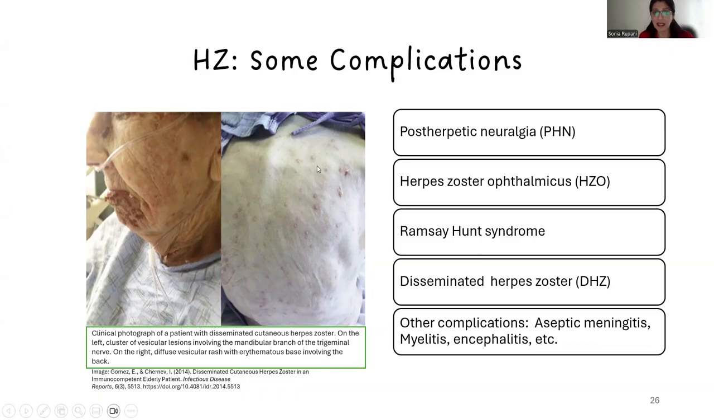This patient has disseminated disease, so we see these vesicles. Okay, these are the cutaneous lesions, but they are not following the dermatomal pattern. Instead, they're just all over the place. This is disseminated cutaneous herpes zoster in this patient that we are seeing. It's also affecting the mouth, the face area, and the back, so it's disseminated.